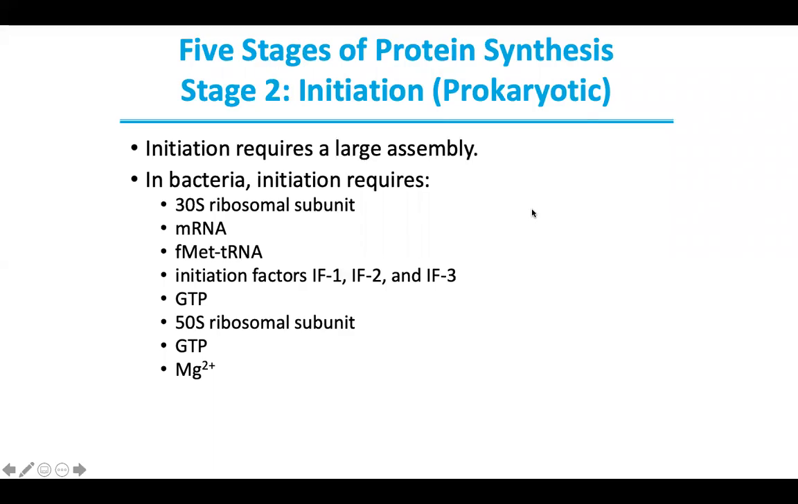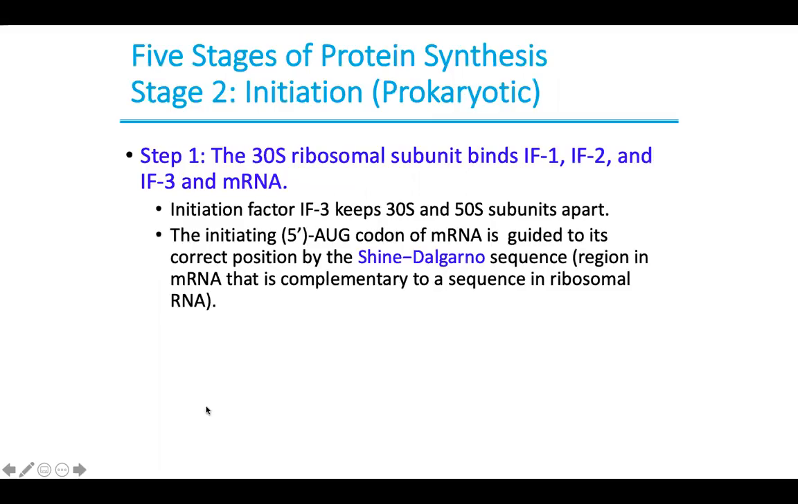The initiation process of prokaryotes usually involves a large assembly of proteins and the following requirements. So you need to have the 30S ribosomal subunit, mRNA, and the formylmethionine tRNA, initiation factors, GTP, the 50S ribosomal subunit, and magnesium. So step 1 for the initiation is that the 30S ribosomal subunit binds to IF1, IF2, and IF3, and the mRNA. IF stands for initiation factor.